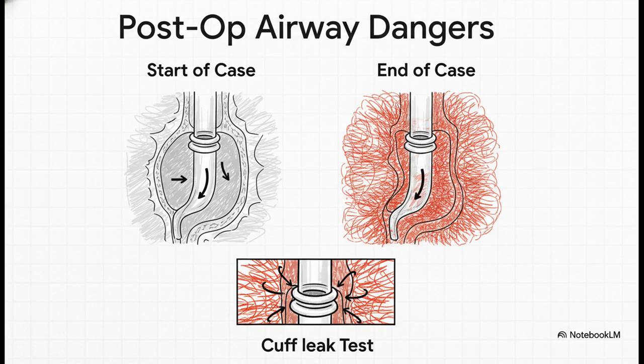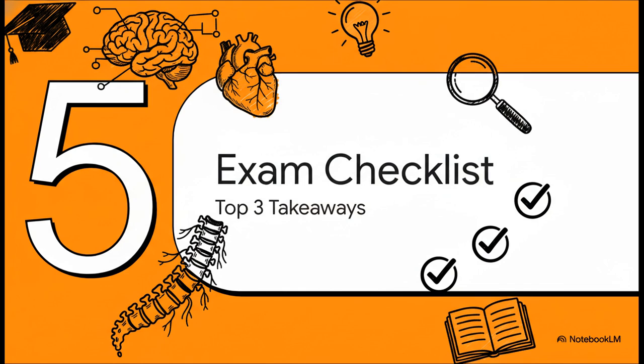So, what's the one thing you must do before you even think about pulling that tube? A cuff leak test. No leak means there's swelling and that tube is staying right where it is. Okay, we've walked through the whole process. Let's boil this all down to the 3 absolute must-remember points for your exams, and more importantly, for your practice.